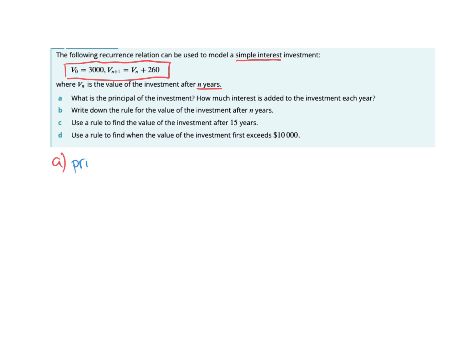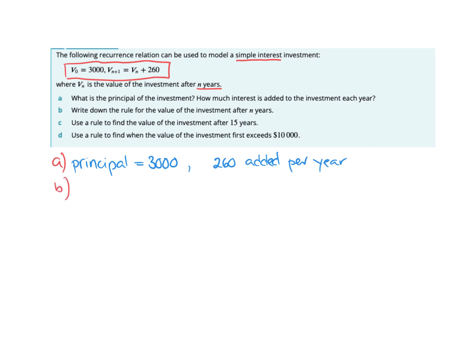So first of all, what's the principal? How much is the principal? Looking at that scenario. Good, 3,000. And how much is added every year? Yeah, so 260 added per year. So what they're testing is that you can just read a recurrence relation and you can understand what they're talking about. That's what they're asking you with these questions.